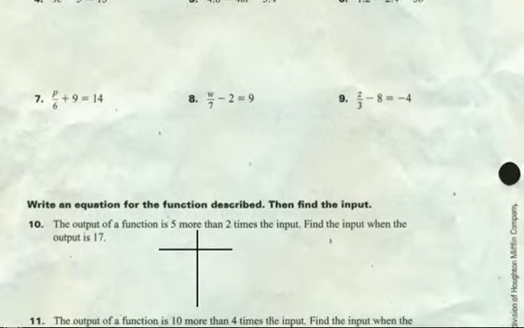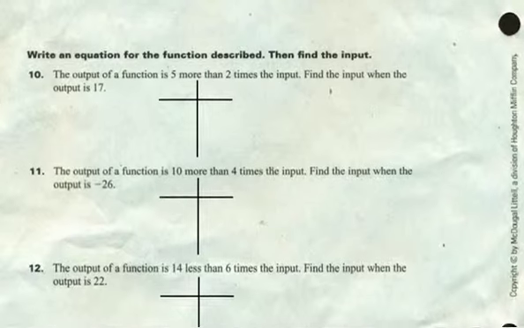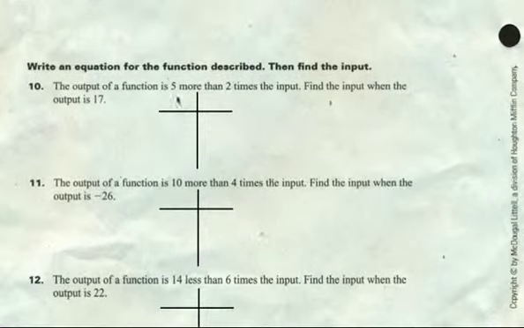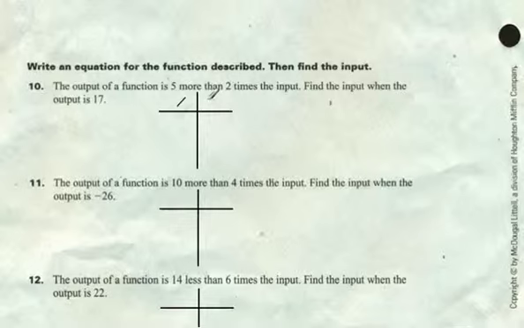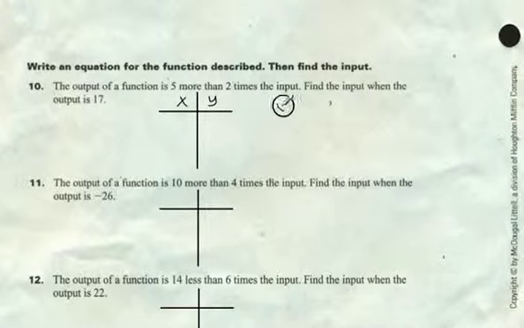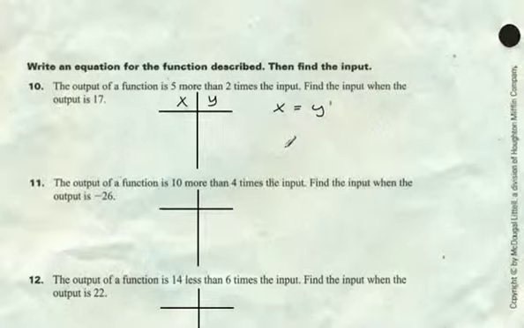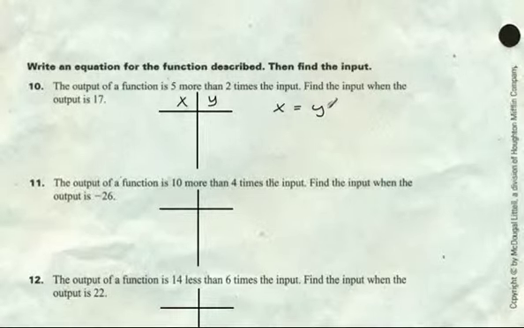Okay, let's go down to the bottom. All right, the output of a function is 5 more than 2 times the input. Okay, so we're talking about x and y as inputs and outputs. It says that the output, which is our y, is 5 more than 2 times the input. So if we just start with x equals y, input equals output, we know that our output, our y, is 5 more than 2 times the input.